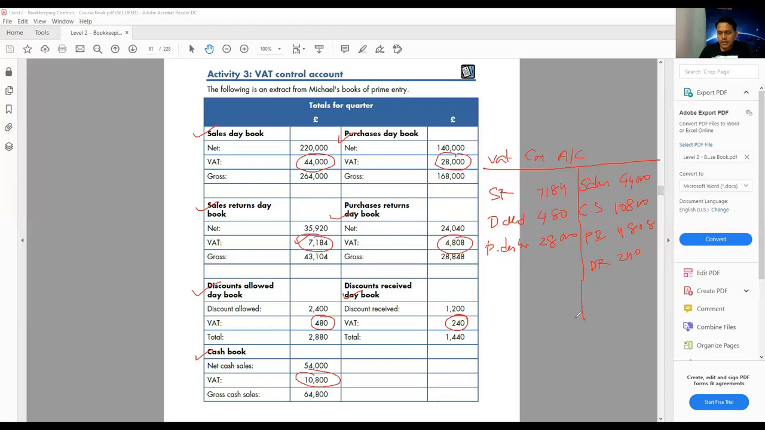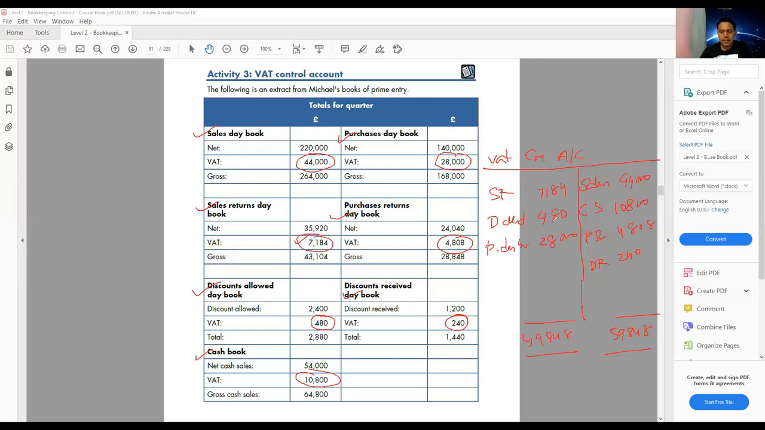All right, so let's make the total. The credit side looks higher. Make the total of the credit side first. How much is the total of the credit side? 44,000 plus 108 plus 4808 plus 240. That is 59,848. That's the total.